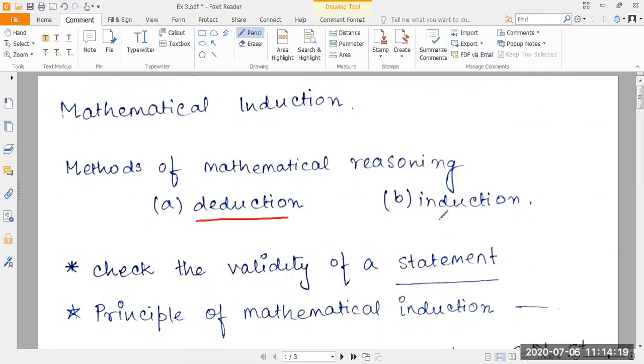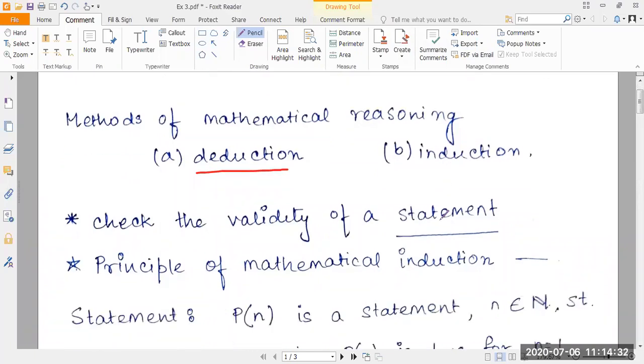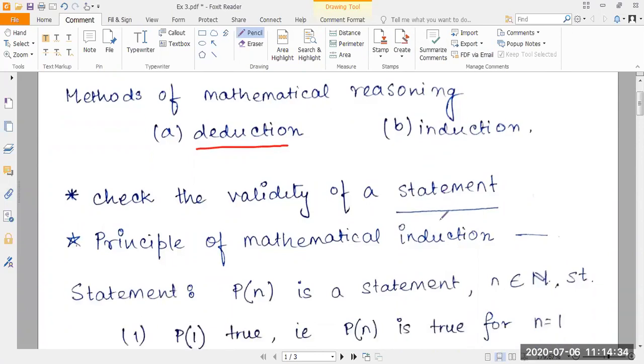Coming to mathematical deduction, when there's a transition from a general proposition to a particular one, we say that we are using the method of mathematical deduction. So when we solve equations and find the particular value of x, that's essentially mathematical deduction. Induction, on the other hand, is basically used to check the validity of a statement. So when we try to find out whether a given statement is true or not, we are essentially using the principle of mathematical induction.